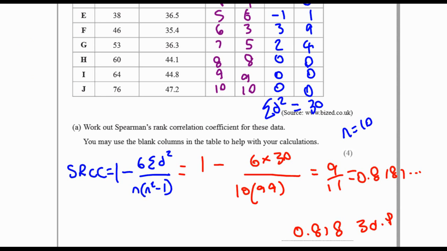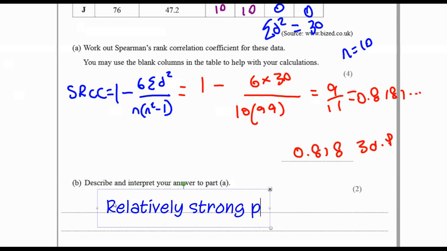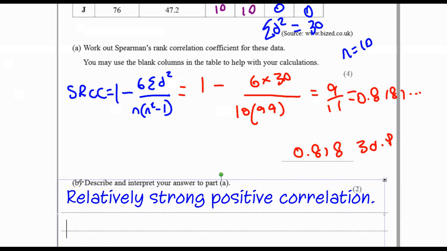Is it going to ask us to comment? Describe and interpret your answer to part A. So our answer shows a relatively strong positive correlation, because it's a positive number. If we interpret that in terms of the data, it means if the car is younger, it's going to be able to stop quicker.